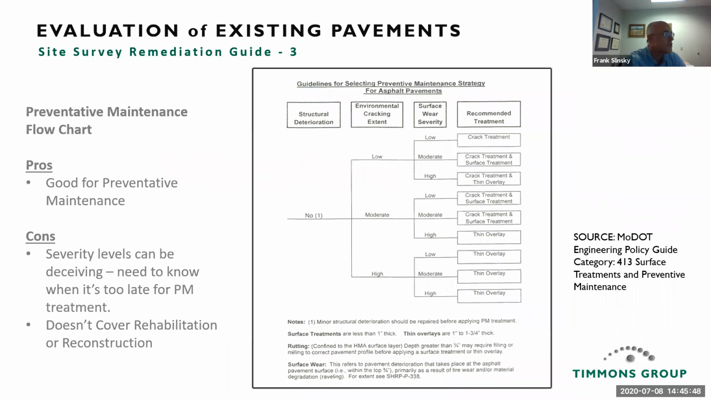And then the third remediation guide is, I call it a flow chart, but it's for preventative maintenance, and it's good for that, for sure. The cons are the severity level can be deceiving, so you need to know when it's too late for a preventative maintenance treatment, and it doesn't cover rehabilitation or reconstruction.